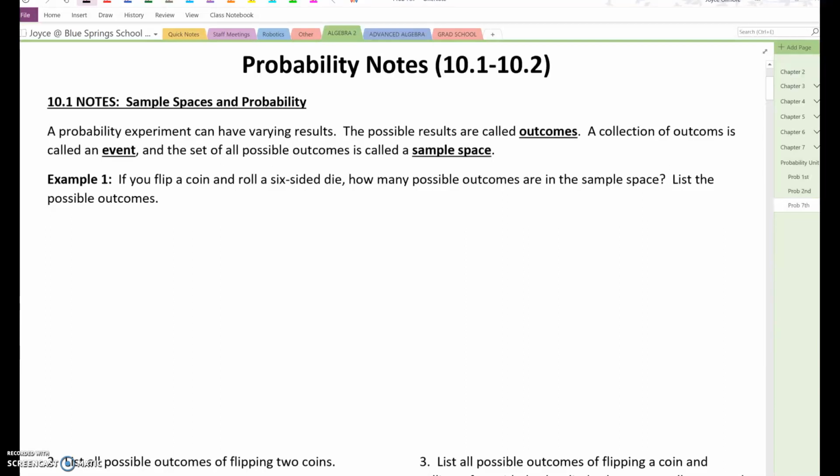We are going to look at some of the highlights of probability. First of all, a few terms. Outcomes are the possible results. Like if you roll a die, you have 6 possible outcomes: 1, 2, 3, 4, 5, 6. Each of those is called an outcome.